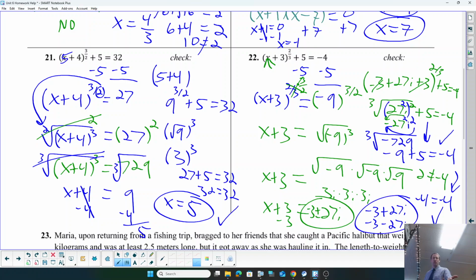So if you put no solution and got it wrong on Canvas, sorry about that. Yeah, it works. They both work. You plug them in, they both work. So they both work. Nice. So that's another way to do it.